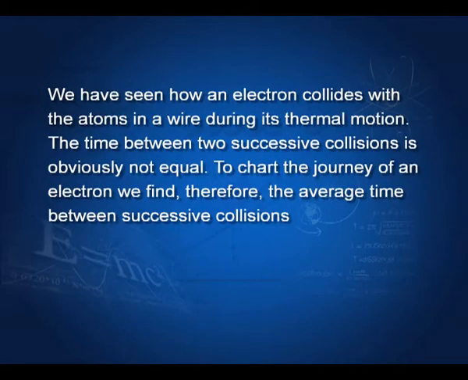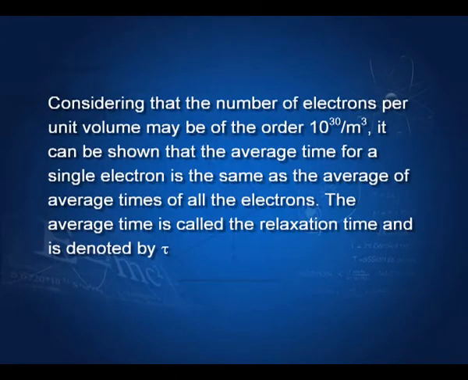We have seen how an electron collides with atoms as it drifts through the wire. The time between two successive collisions is obviously not equal. So, what we do is we take an average. But since the number of electrons is very large, this average is equal to the average of average times for all electrons. That is, if you take all the electrons, find the average time between collisions, then take their average, that is the average time between two collisions. And this is called relaxation time, and it is denoted by this Greek letter tau.